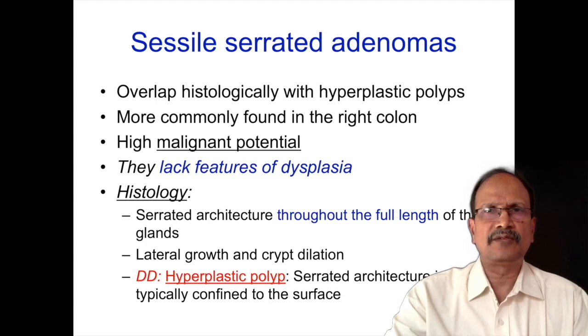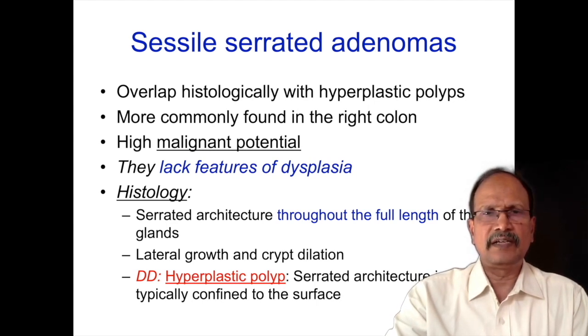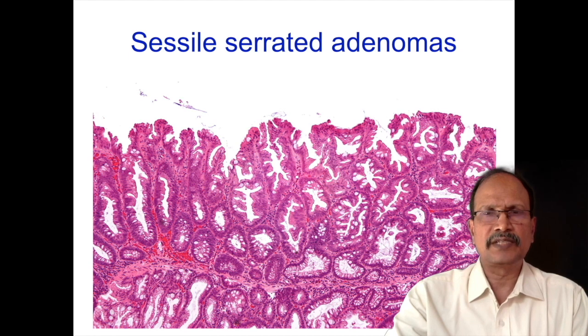In the beginning, I told you adenoma in GIT by definition should have dysplasia. This sessile serrated adenoma is the exception to this rule. Histologically, you will see the entire length of the gland is serrated, and there is crypt distortion with a lateral growth resembling a boot. Hyperplastic polyps, I told you already, show serrations only on the top portions of the crypt, and here you can see the entire length of the crypt is showing serrations.